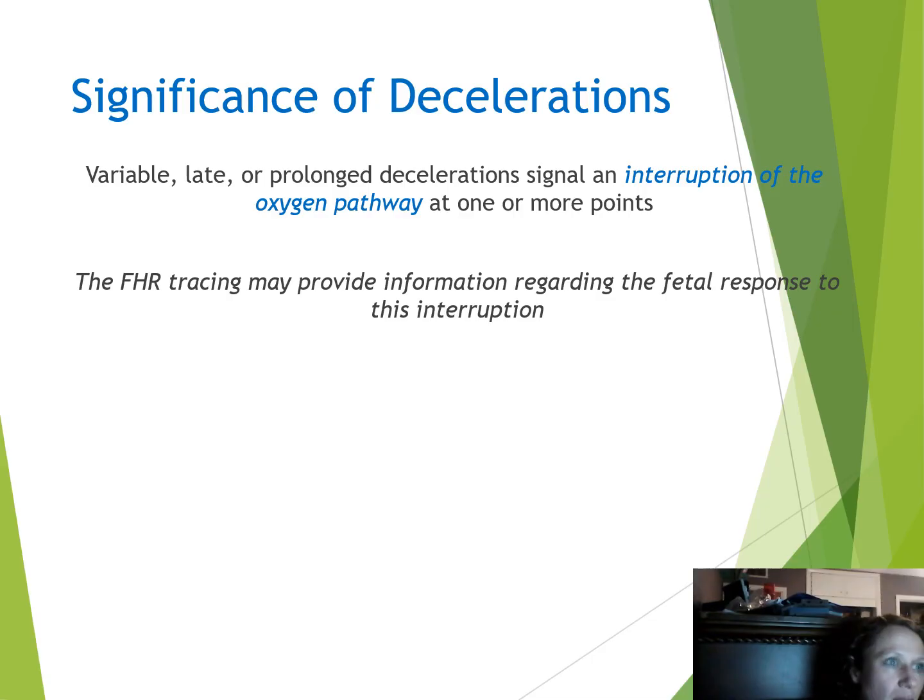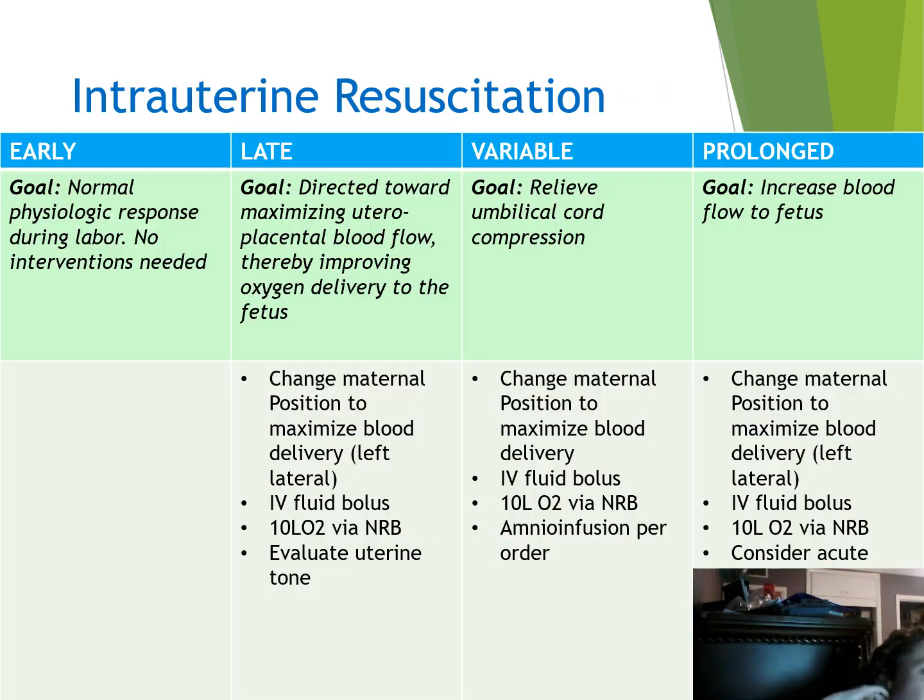So what does that all mean? It means that there's an interruption in our oxygen pathway, bringing it back to the beginning, okay? Our intrauterine resuscitation, and it's going through all of the different types of decels and what you would want to do. And really, you're going to try to target it towards what is going on. The main interventions that you do are changing position. So it says left lateral. We know, and we've talked about, you can turn them left, you can turn them right. So it says it in one section, but not all of them. You can turn them in any position that helps the perfusion for baby.